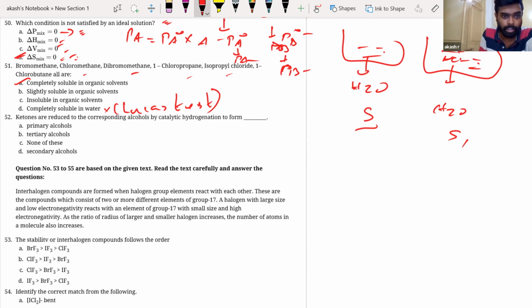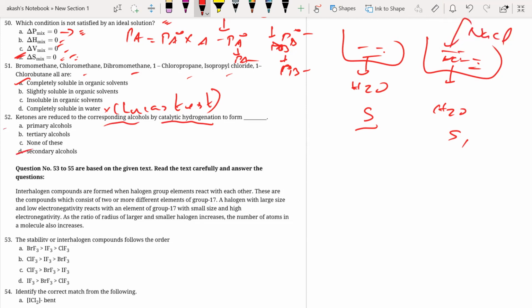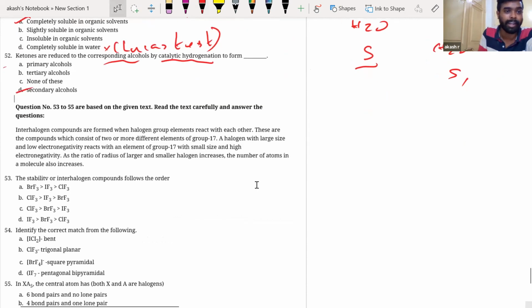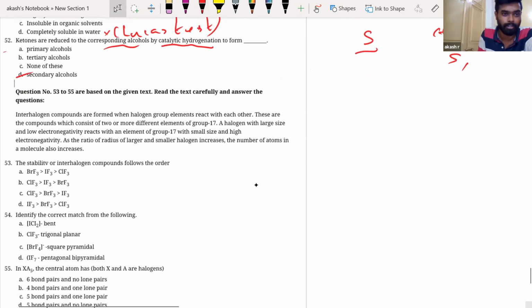Ketones are reduced to corresponding alcohols by catalytic hydrogenation to form what? What is the answer? Secondary alcohols. Moving on. Interhalogen compounds.